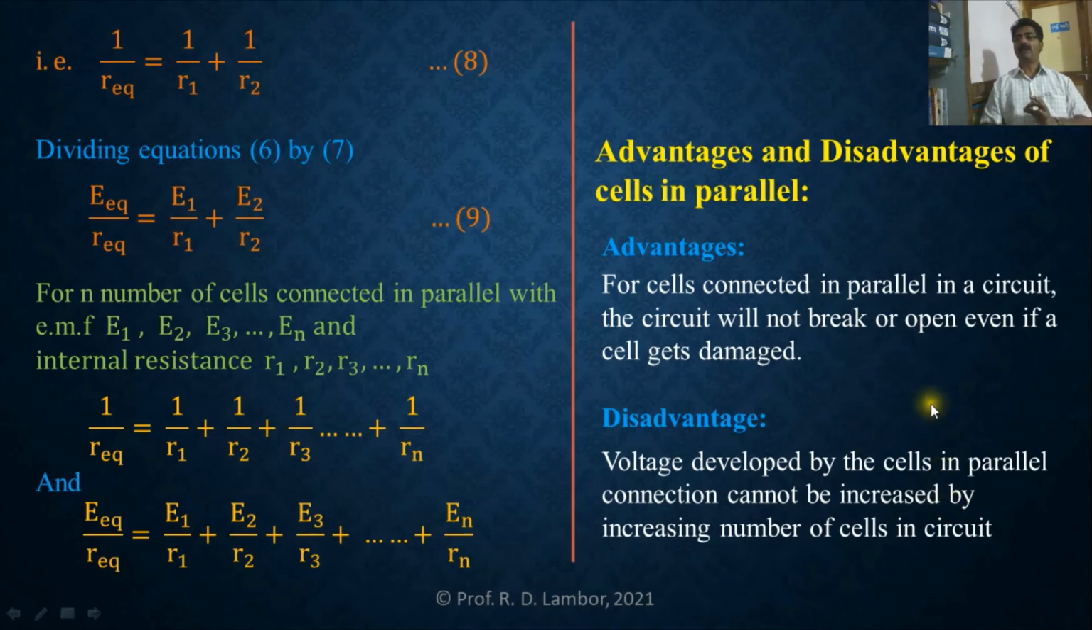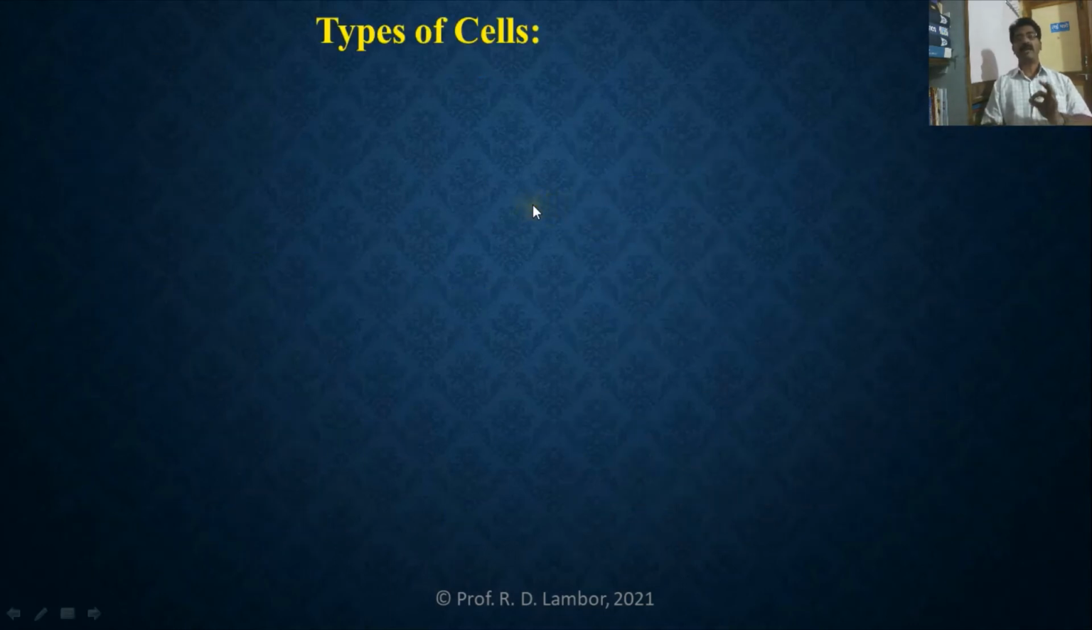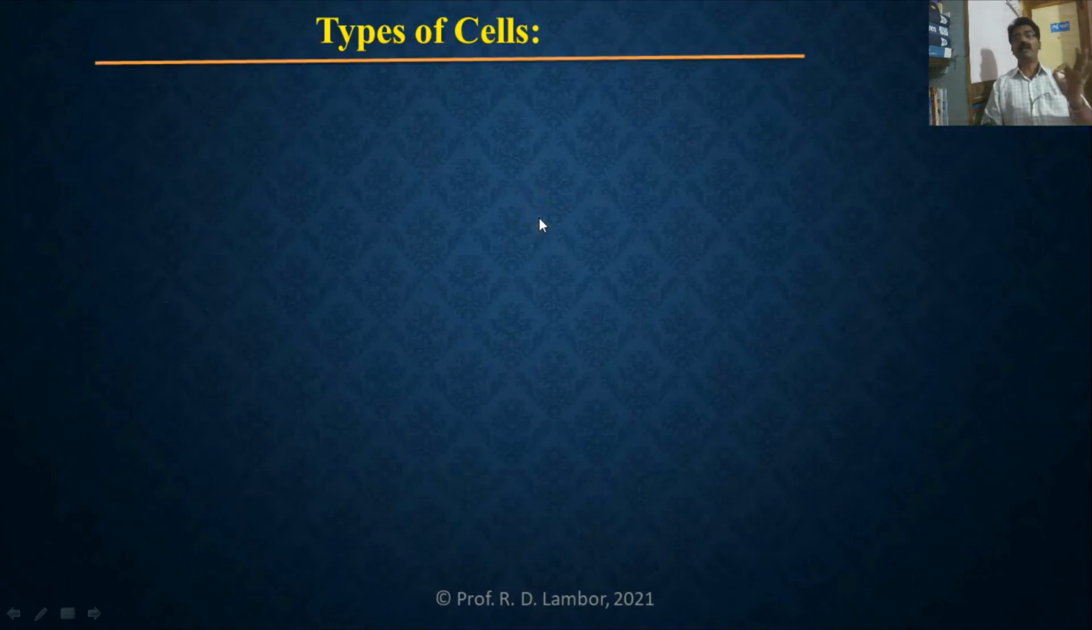Now let us learn how many types of cells are there. The cells are classified in three types. First type is called as the primary cells.